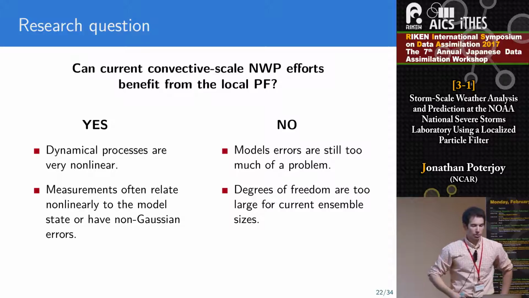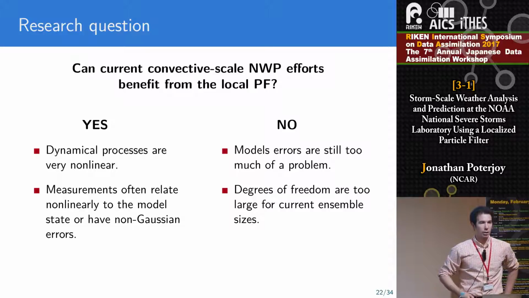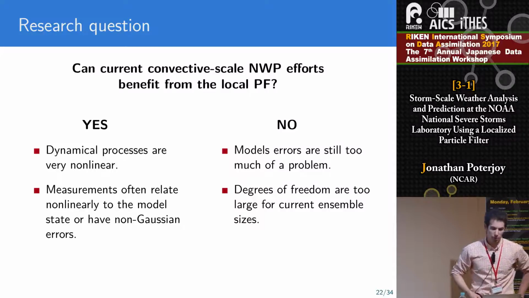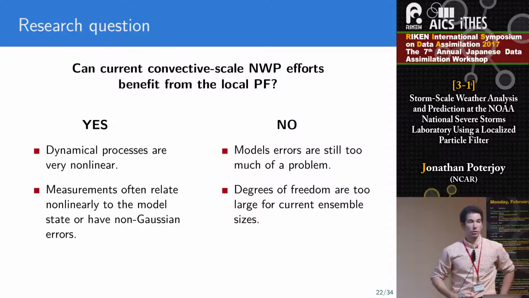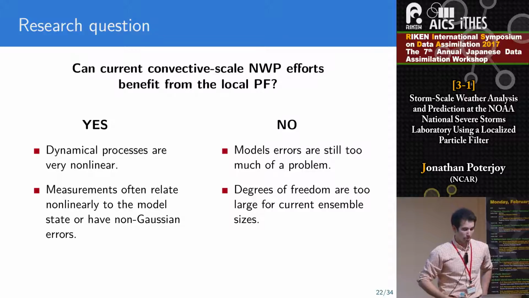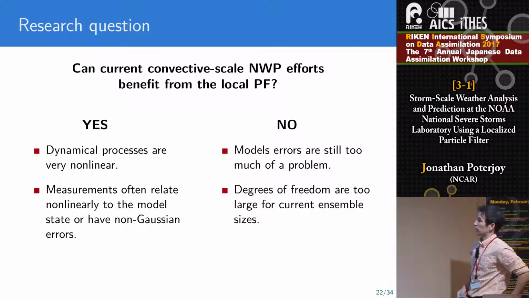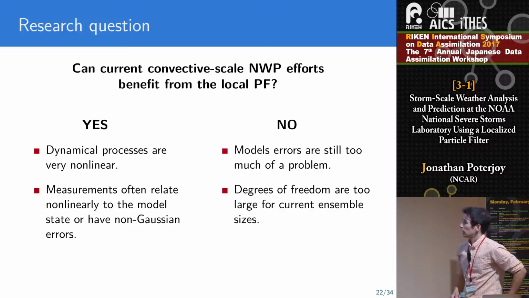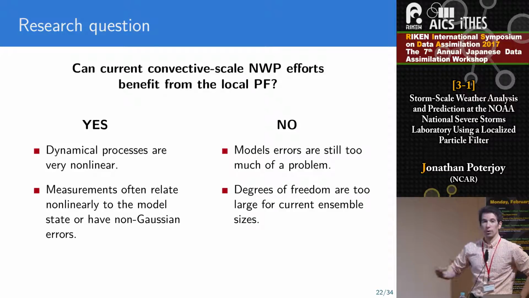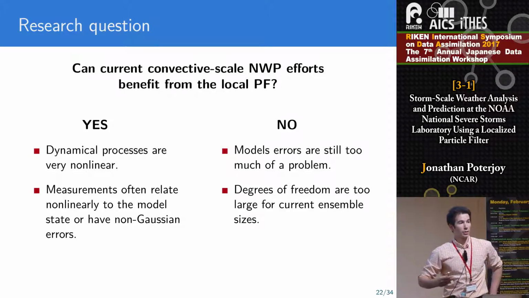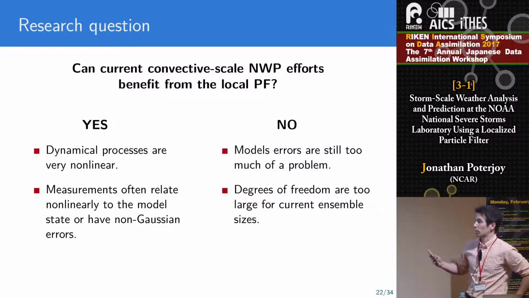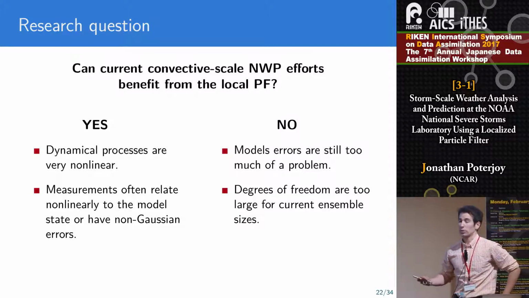And so this brings us to the research question that I'm trying to investigate with this work at NOAA National Severe Storms Laboratory, which is: can current convective-scale NWP efforts benefit from localized particle filter approaches such as this? The reasons why this may work is because the dynamical processes for this system are quite nonlinear. And also the measurements that we have, which are from satellites and radars, tend to have some nonlinear relationship with the state variables we're trying to estimate. So there are a lot of suboptimal parts of this problem that make ensemble Kalman filters not work so well.